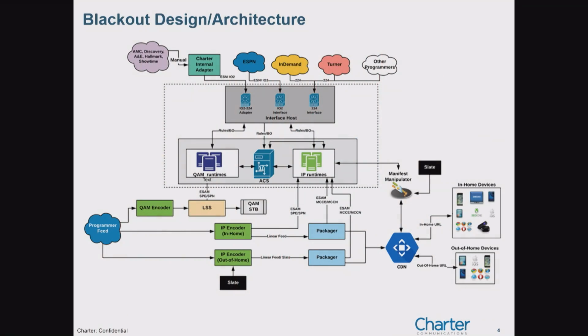So we have a different mechanism, and lastly, we have the out-of-home scenario. For some of the programs, when you are not on the Charter network, you have to block them. During those scenarios, we are using the out-of-home encoder, and the blackout is not happening at the manifest manipulator level, it is happening at the encoder level. So we are serving all three use cases using this particular architecture.